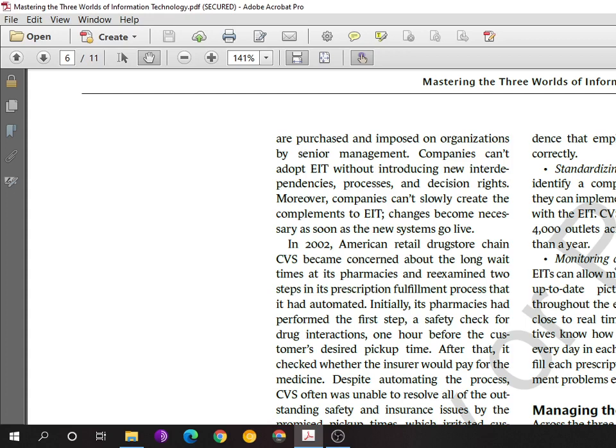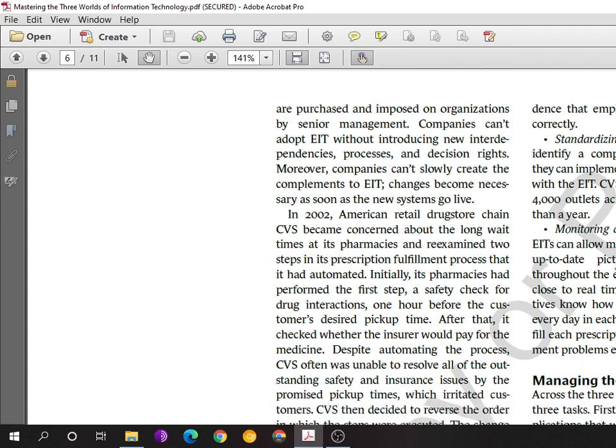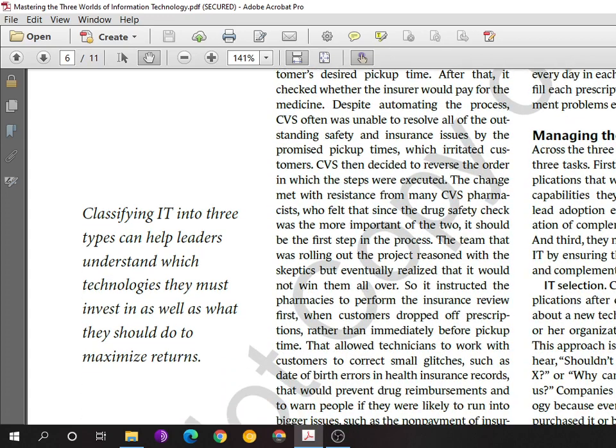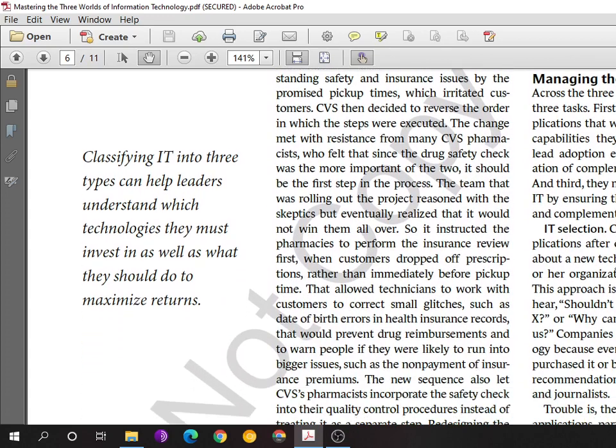So what does it do? ERP standardizes workflows, and it helps you monitor activities and understand whether they're being done right or not. In other words, it helps create a better value chain and do business process re-engineering if required. So how do you manage these three types of IT? That's what we have to look at next. That's on page number 6 of the article, as you can see.